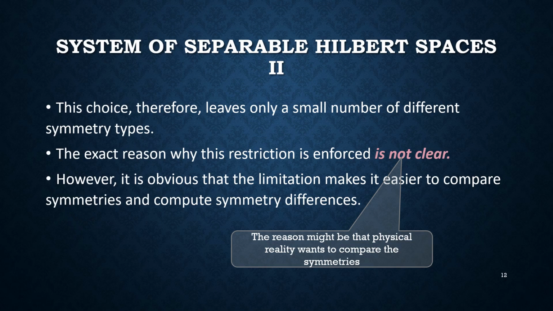This choice, therefore, leaves only a small number of different symmetry types. The exact reason why this restriction is enforced is not clear. However, it is obvious that the limitation makes it easier to compare symmetries and compute symmetry differences. The reason might be that physical reality wants to compare the symmetries.